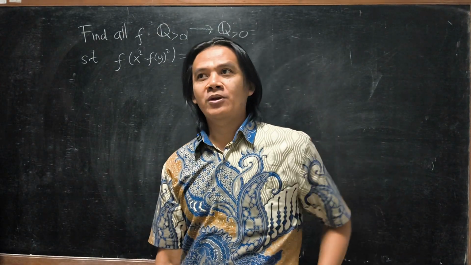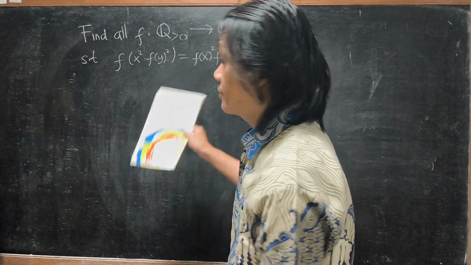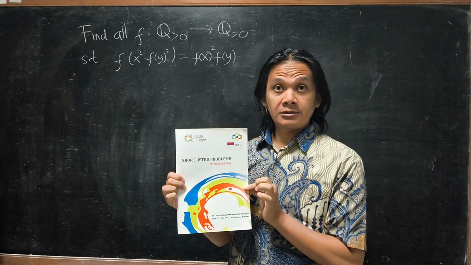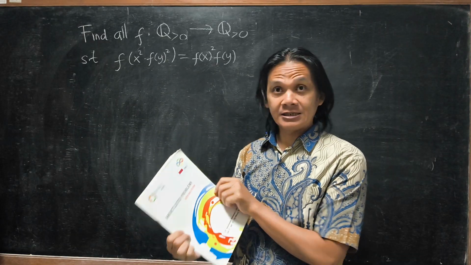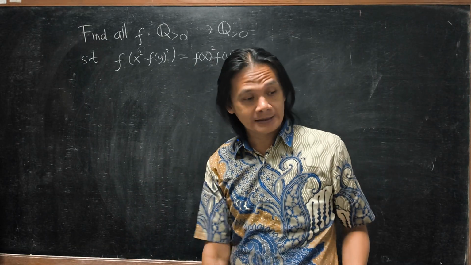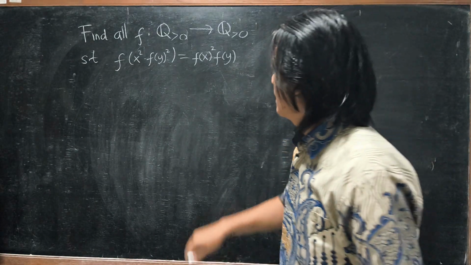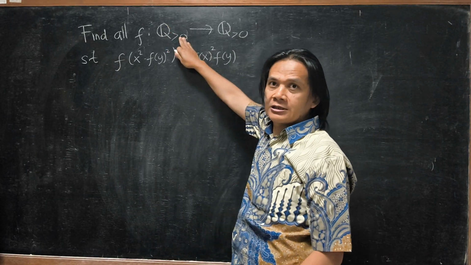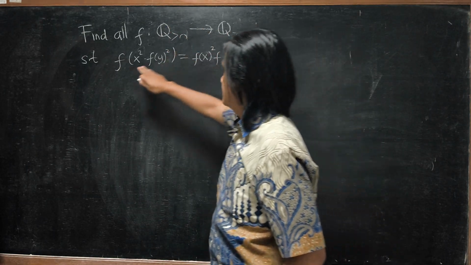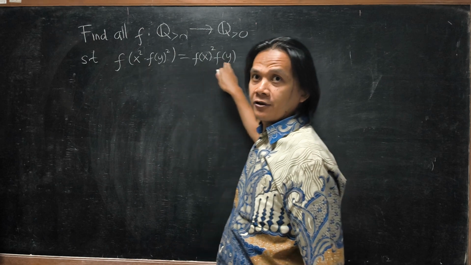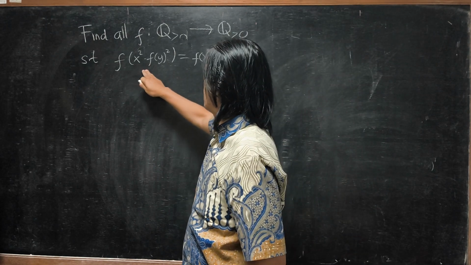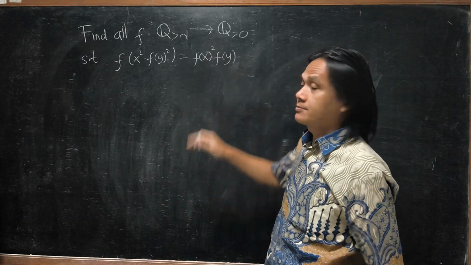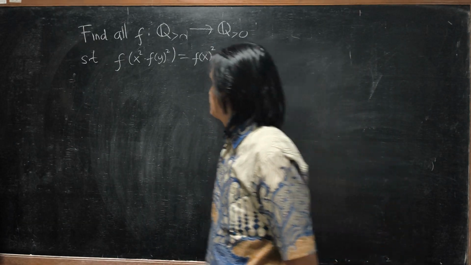In this video, we are going to discuss one problem which is taken from the IMO Shortlist 2018, problem A1. In this problem, we are looking for all functions from positive rationals to itself such that it satisfies the following equation: f of x squared times f of y squared is equal to f of x squared times f of y.